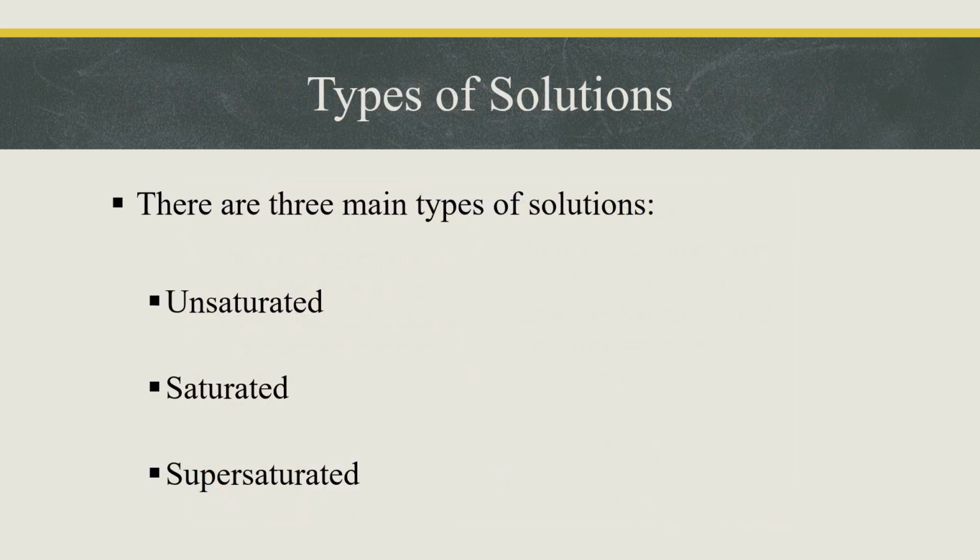All right, three main types of solutions that we're going to focus on, of course, are unsaturated, saturated, and supersaturated. So the easiest analogy for us here in Texas is we use the analogy of sweet tea. We have unsweet tea, and we have sweet tea, and we have super sweet tea. So that's a good way as we get into this next part of the lesson to help us understand the difference between the three.